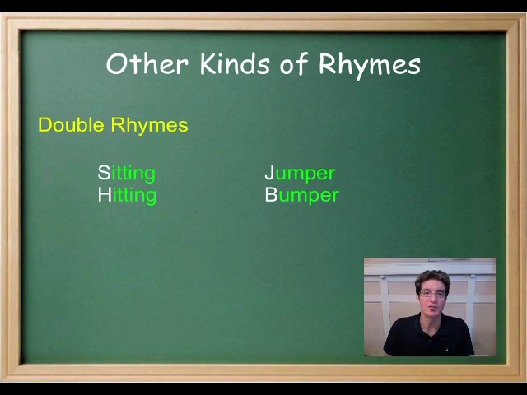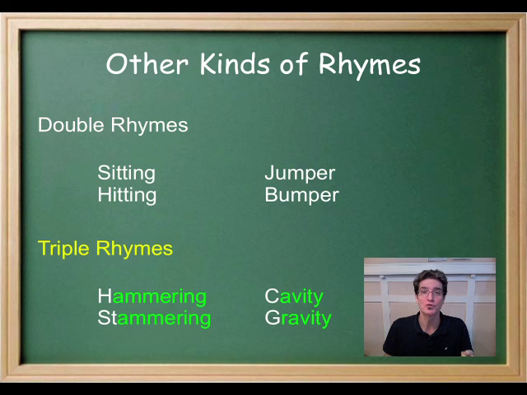And just like we have single rhymes and double rhymes, we also have triple rhymes. A triple rhyme is when words end with the last three syllables sounding exactly the same, like hammering or stammering, or cavity and gravity. So those are triple rhymes. Now I'll tell you a secret.